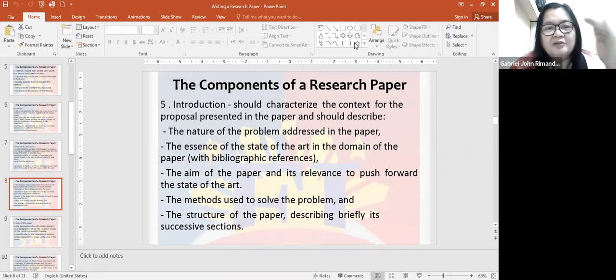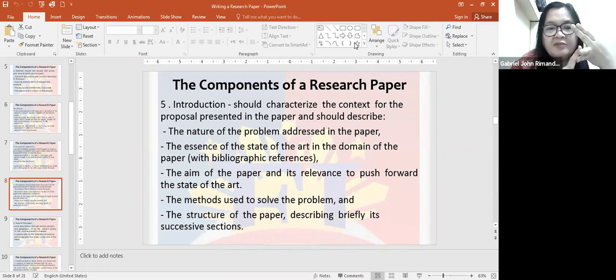So first, introduce what the topic is. Why did you choose the topic? What is the significance of the topic? So let's say, same as the abstract, let's say you will be writing 4 paragraphs of your introduction. So first, what is the nature of the problem? Introduce why you have chosen the problem. What is the significance or the relevance of the problem?